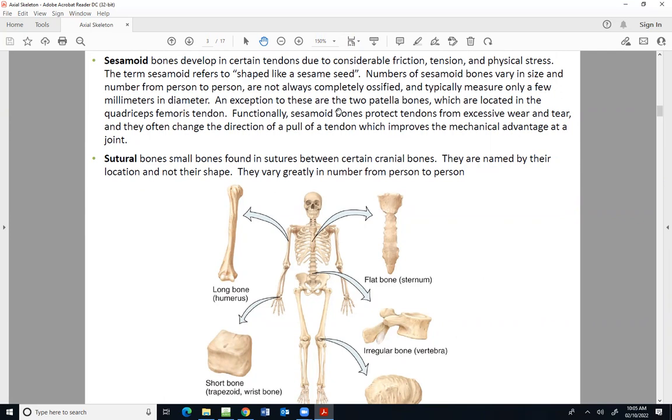There is an exception to that, the 2 patella bones, which actually do have a name, whereas other sesamoids don't. They're located in your quadriceps femoris tendon, and we commonly call our patellas our kneecaps.